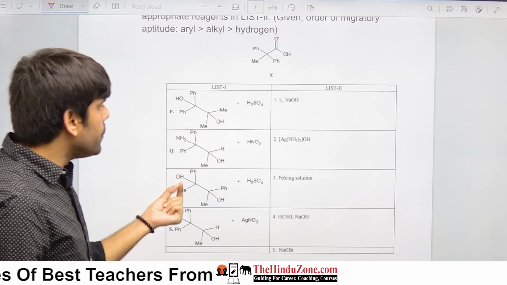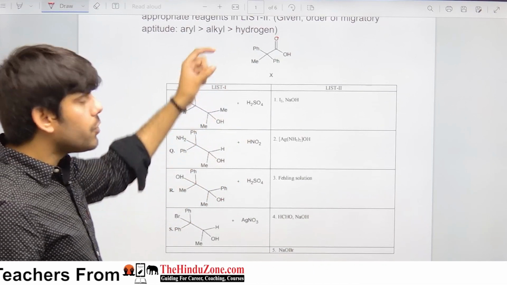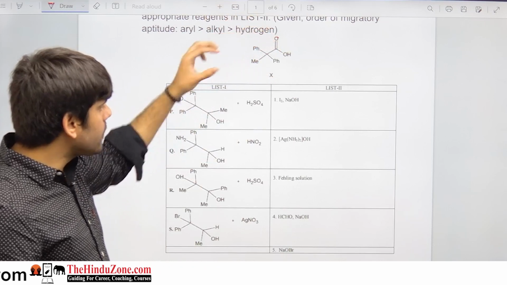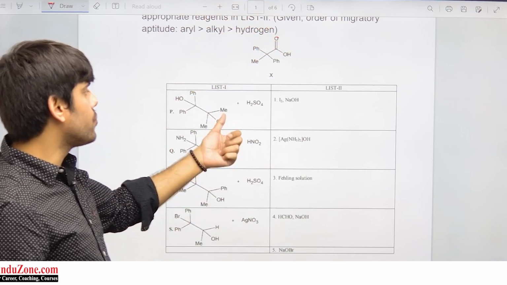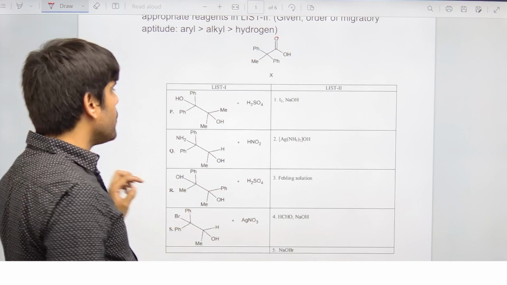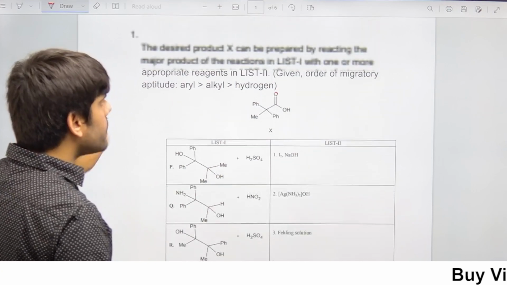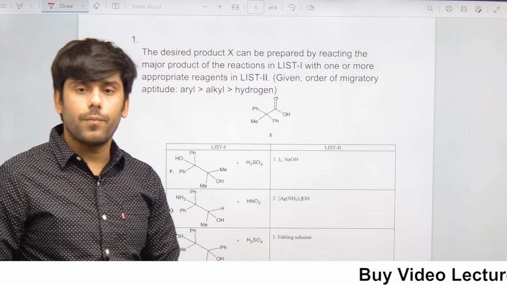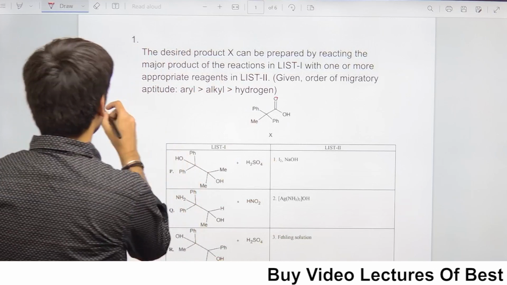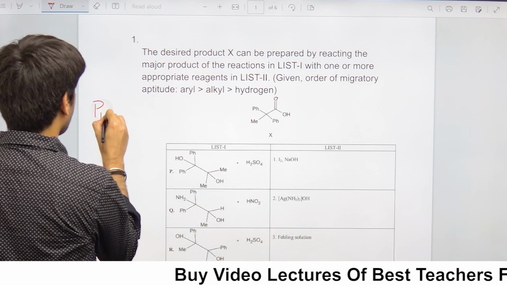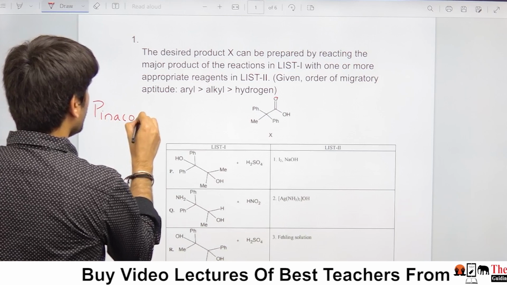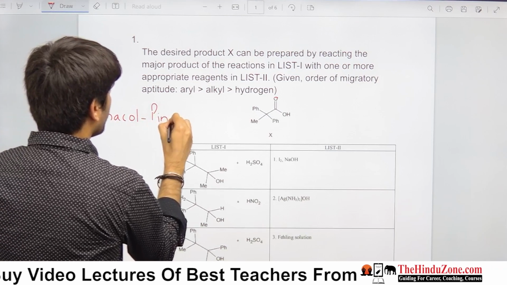Now we need to know that in order to get this desired product X, what reagent will be used in these following reactions. So basically this entire problem is based upon one reaction, and that is the pinacol-pinacolone rearrangement.